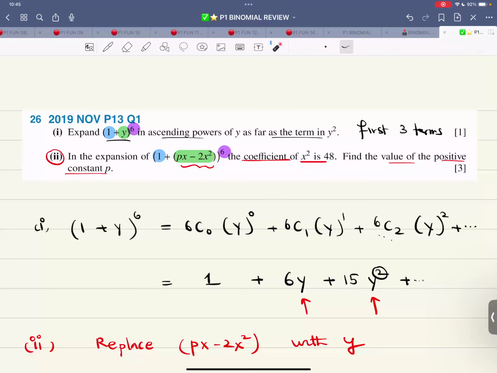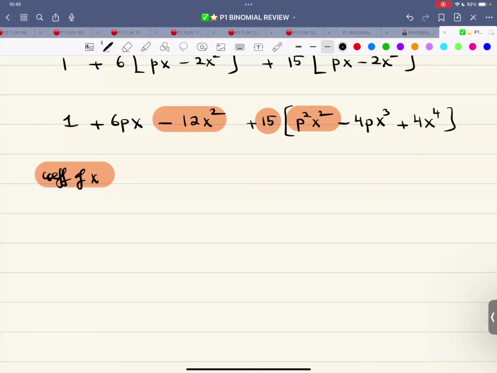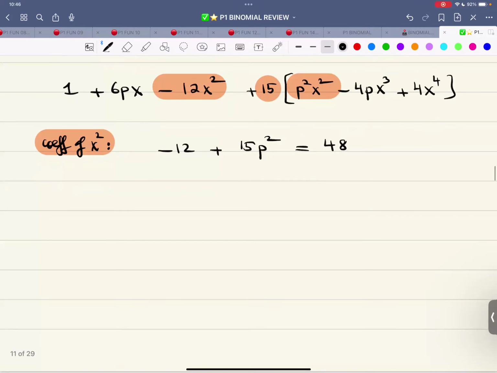Now it's saying in the expansion of this, we are only interested in the coefficient of x square, which is 48. What is the coefficient of x square? This is the coefficient of x square. 15 into p square is the coefficient of x square. So the orange one, this is the coefficient of x square. So minus 12 and 15p square, this adds up to 48. There is no other x square term. 48 plus 12, 60. 15p square is 60. P square is 4. Therefore, p is negative 2.